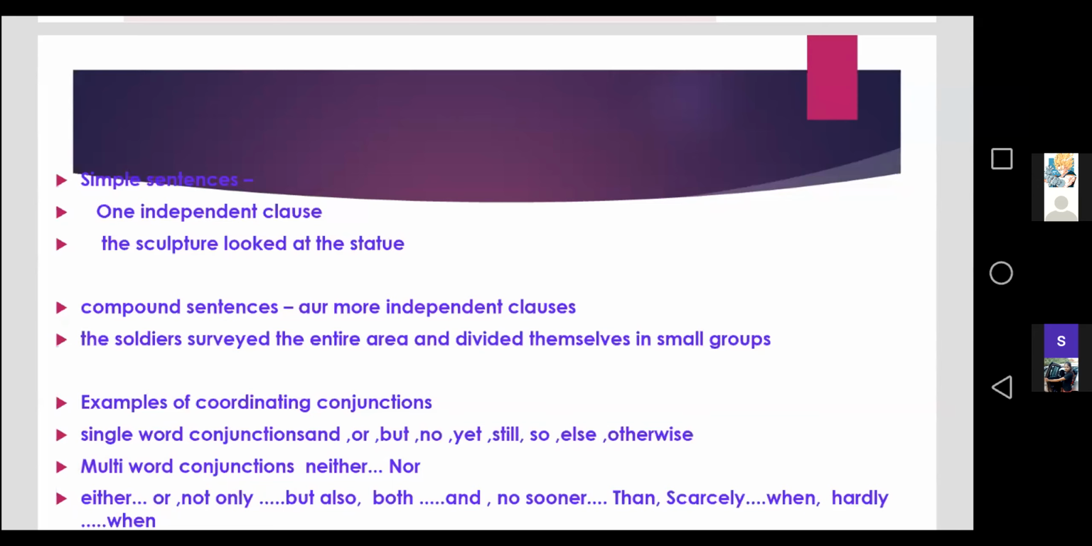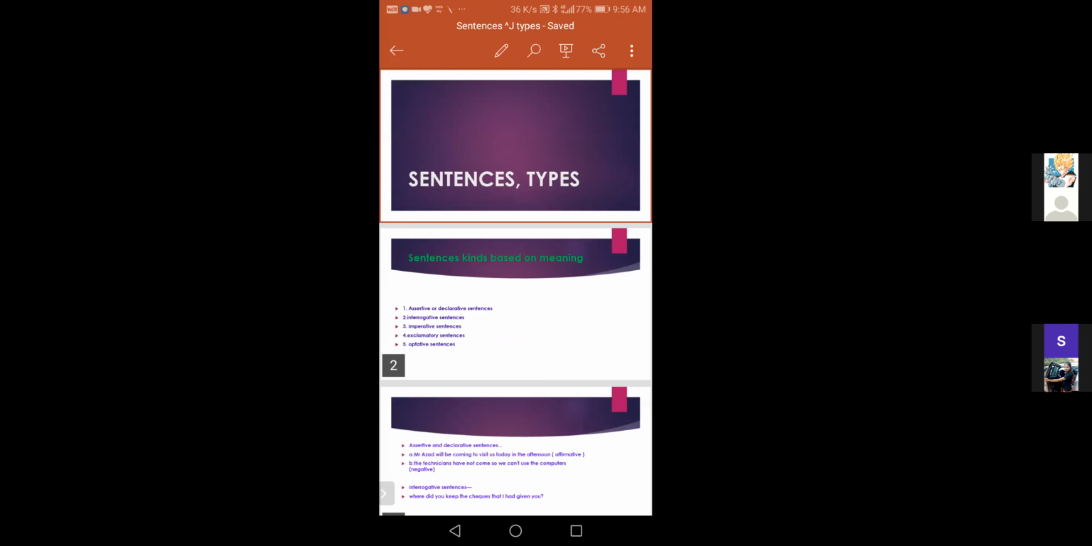Now coordinating conjunctions are also called coordinators. So we have various examples like or, but, nor, yet, till, so, else, otherwise, and these are called coordinating conjunctions or coordinators. Just for you to understand, how do you remember the coordinators? We have an acronym. Acronym means we use the first letter of every word and we remember it like this.